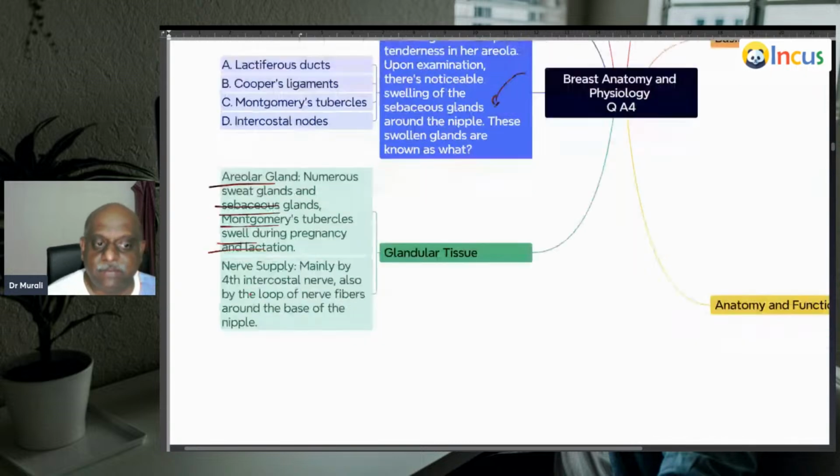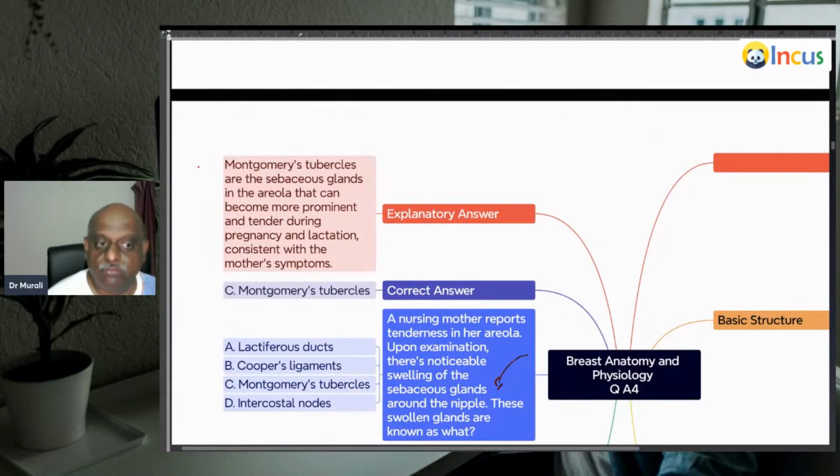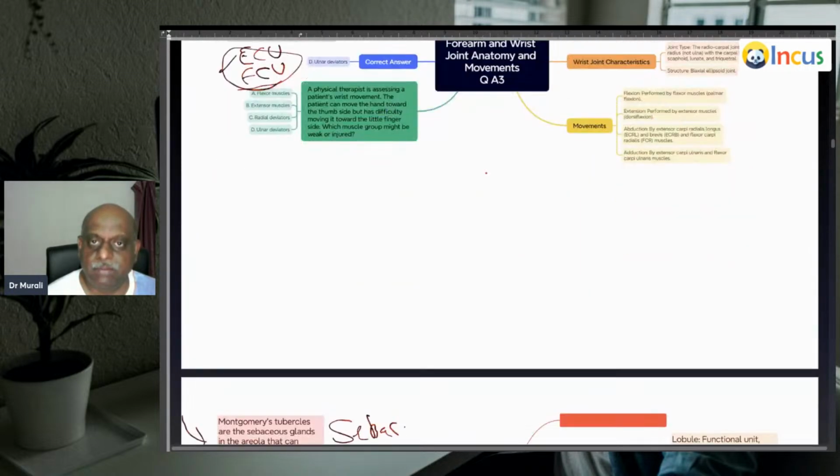Now, what is the main supply of the glandular tissue of the breast? Fourth intercostal nerve. So Montgomery's tubercles, what are they, doctor? They are the sebaceous glands in the areola, is what you have to remember.